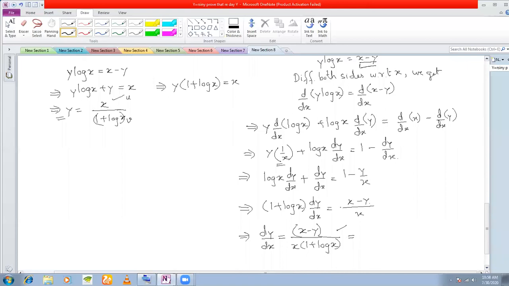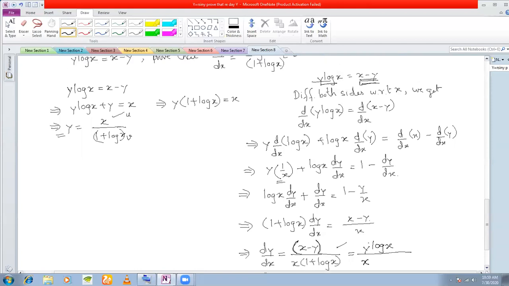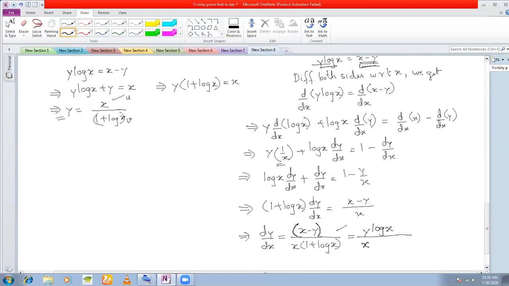Sir, x minus y is y log x. See, x minus y is equal to y log x. So I put back the value of x minus y here, divided by x, and in the denominator I have 1 plus log x whole square.